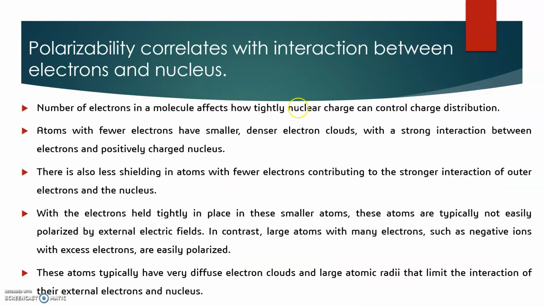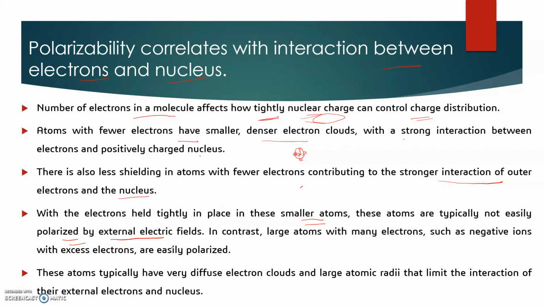Now, how does polarizability correlate with the interaction between electrons and the nucleus? The nuclear charge actually controls how the electrons are distributed. For atoms with fewer electrons, we have a very dense electron cloud, with a strong interaction between the electrons and the positively charged nucleus. The nucleus strongly holds on to the electrons, and there is also less shielding in atoms with fewer electrons, which contributes to a stronger interaction of outer electrons with the nucleus. When the electrons are held tightly in place in small atoms, these atoms are not easily polarized, because those electrons are already very tightly held by the nucleus, so they cannot be easily polarized by an external electric field.